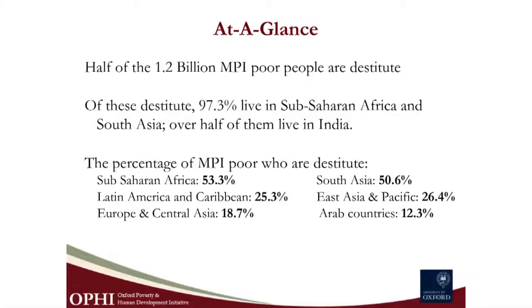We can also look at the different areas in which the destitute are divided across the world, and we do find that the people who are MPI poor are mostly focused in South Asia and Sub-Saharan Africa.